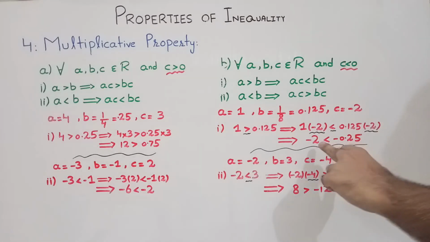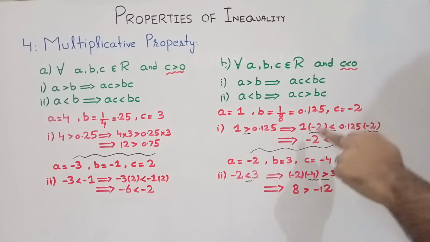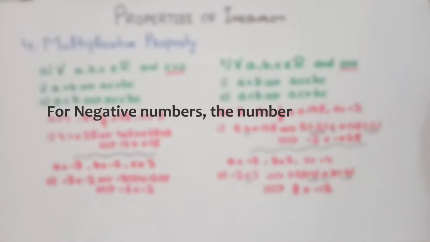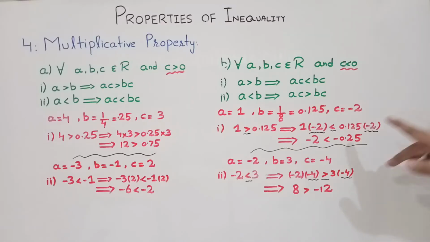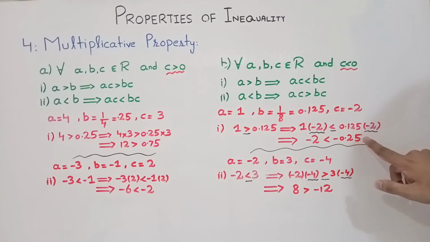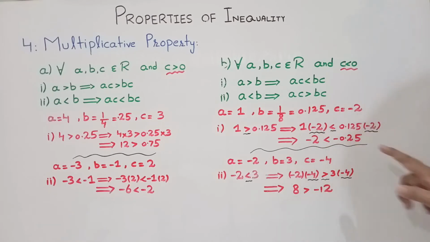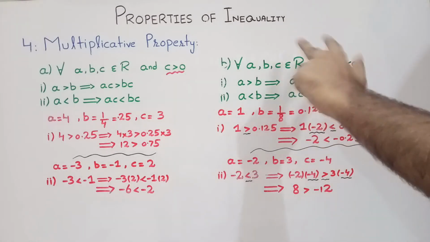This is the product of AC and this is the product of BC, and we know minus 2 is always less than minus 0.25. For negative numbers, the number that is closer to 0 is always greater. In our case, minus 0.25 is closer to 0 as compared to minus 2. Therefore, minus 2 is less than minus 0.25. This means that this condition is true.